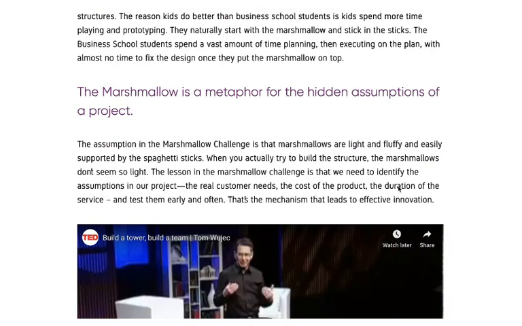The reason kids do better than business school students is that kids spend more time playing and prototyping. They naturally start with the marshmallow and stick in the sticks. The business school students spend a vast amount of time planning, then executing that plan, with almost no time to fix the design once they've put the marshmallow on top. So the marshmallow is a metaphor for hidden assumptions of a project, right?